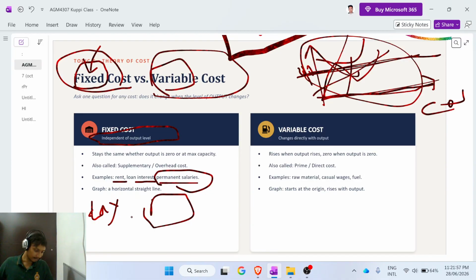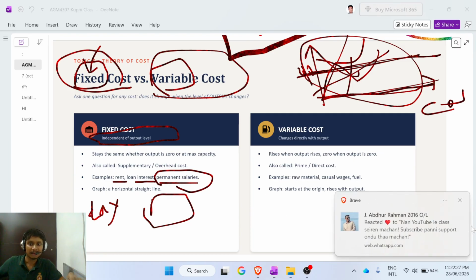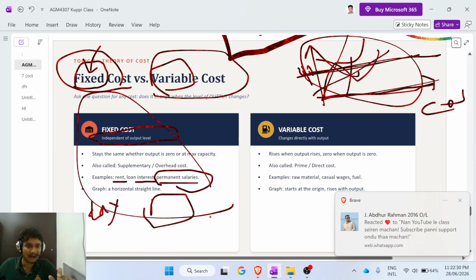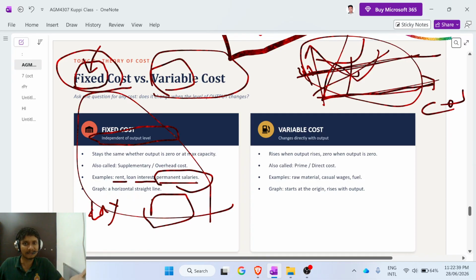I have to pay insurance. I have to pay property taxes. If I have any big property, I have to pay property tax. I have to pay for equipment leases. Leases means kuttagai in Tamil, and in Sinhala I think Badu Dime. That is the fixed cost. It is independent of output level. They will not consider how much I earn from the business.